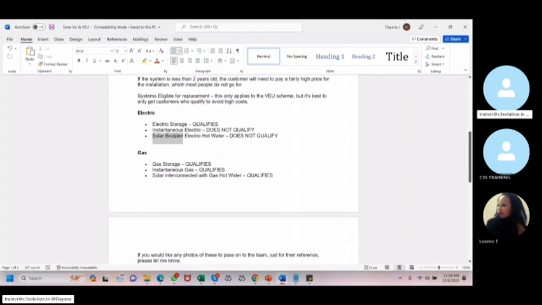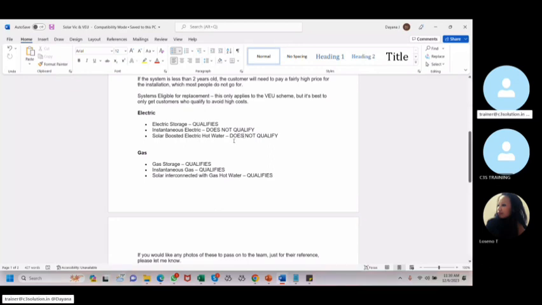See here, if the solar is interconnected with an electric hot water system, that doesn't qualify. If the solar is interconnected with gas, it is qualified. Why, when the solar is interconnected with electric, is it not qualified? Why is it so? No answer? Yes, ma'am, this part is confusing.